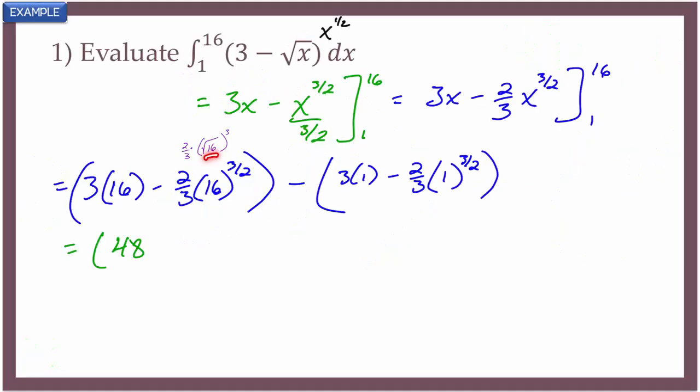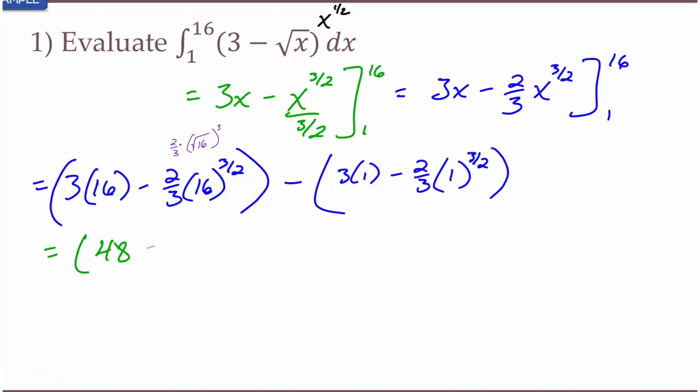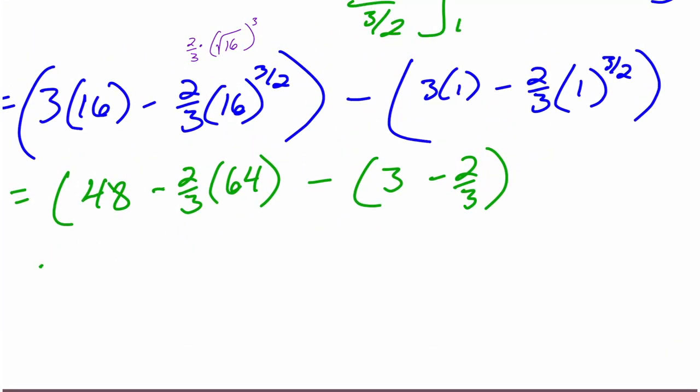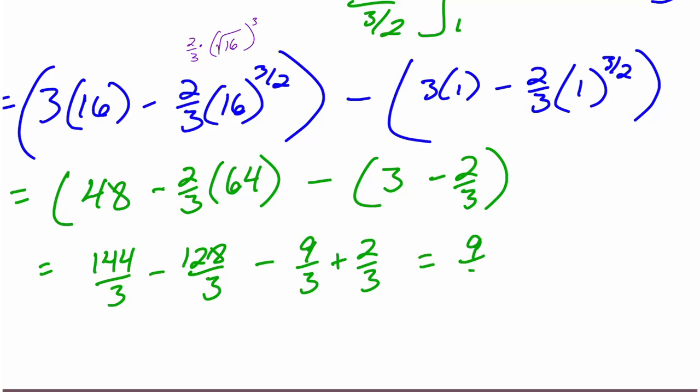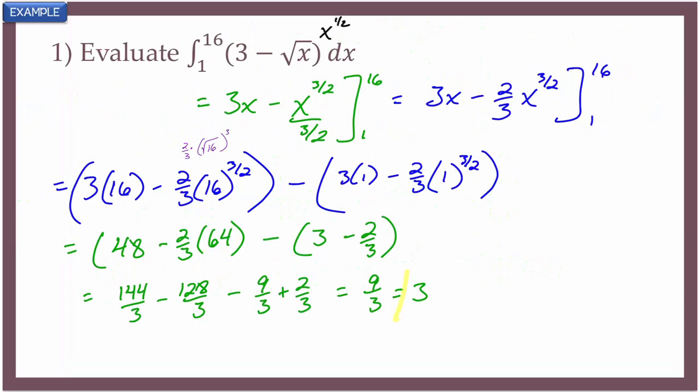So the square root of 16 is 4 cubed. That's 64. So we have minus 2/3 times 64 over here. 3 times 1, of course, is 3. And then same kind of thing, we're going to have the square root of 1 cubed. Of course, that's just going to be 1. So it's going to be 3 minus 2/3. We got some fractions here, so let's get a common denominator. So that becomes 9 over 3, which is 3. So 3 is the true area under the curve from 1 to 16.